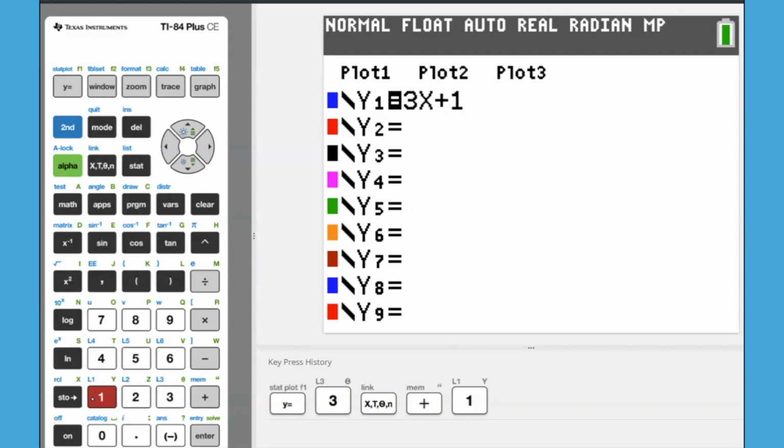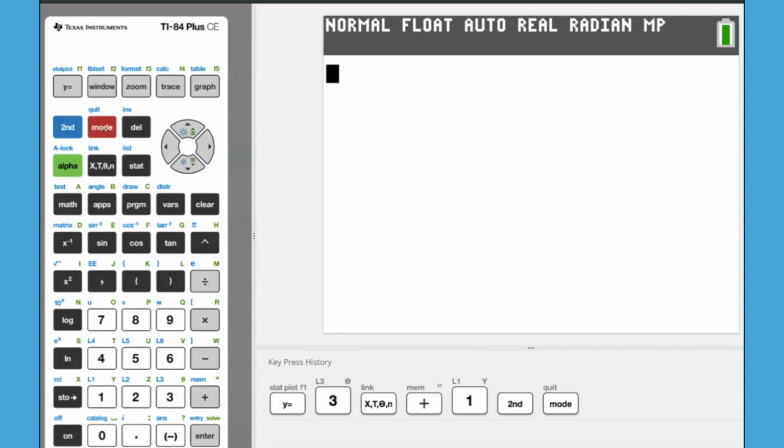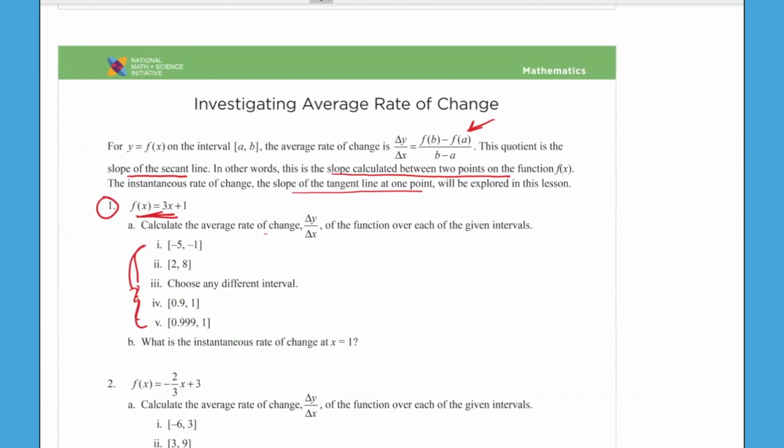Now what I'm going to do is go back to my main screen, and I'm going to get a fraction. I put that f of x into the y1, so the name of that function is y1 on this calculator, in my student notes, in the work that I'm doing.